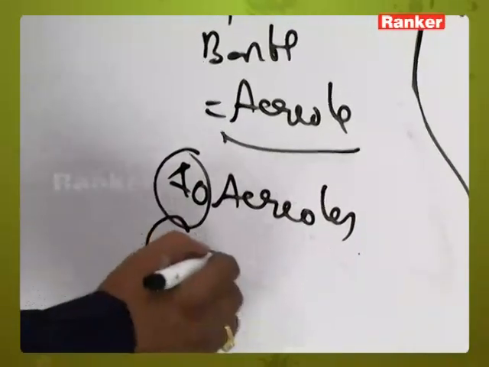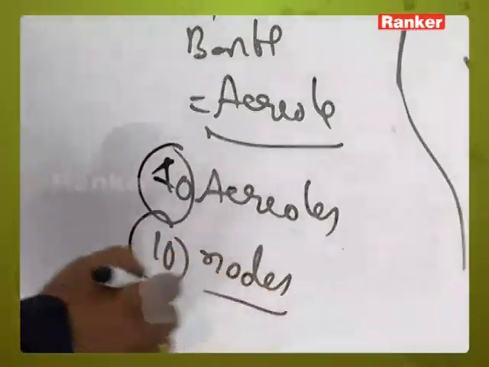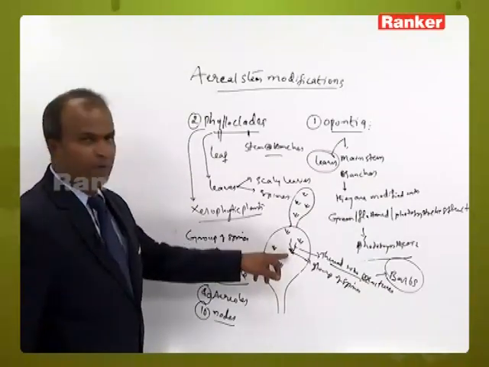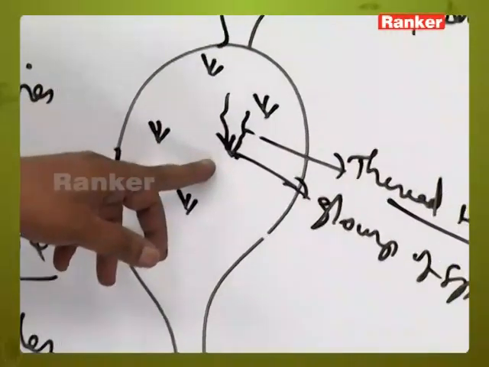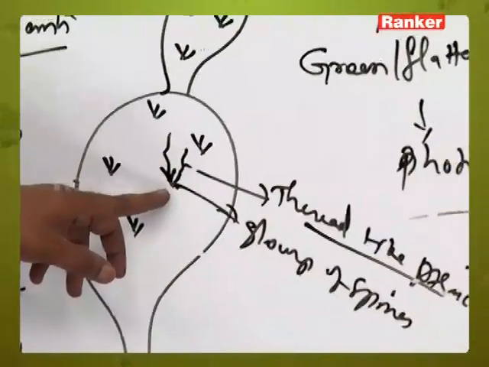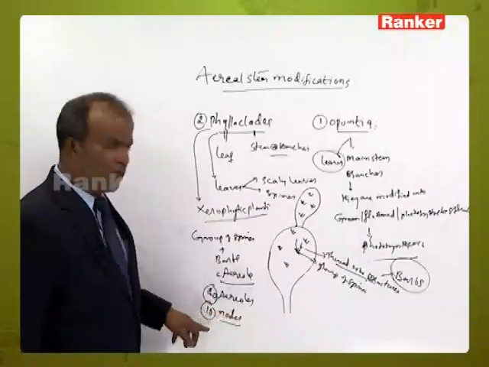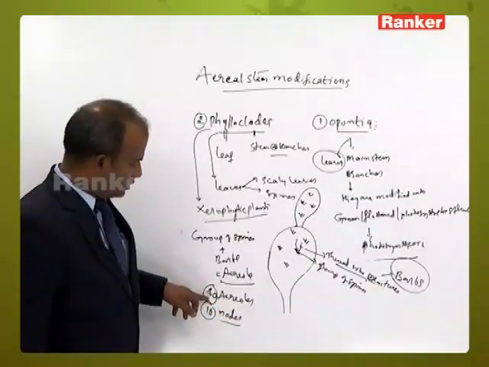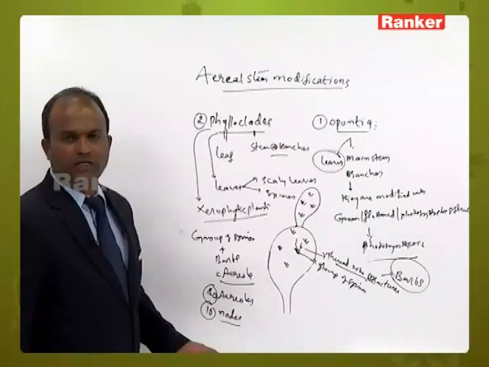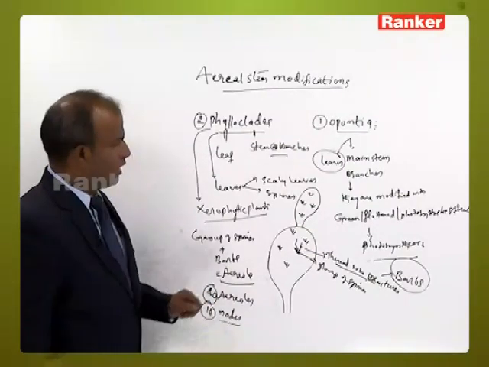It shows how many nodes? It shows 10 nodes only. Why? Because a group of spines is nothing but modified leaves, no? That means one areole is equal to one node, no? What I said: 10 nodes is equal to 10 areoles only.